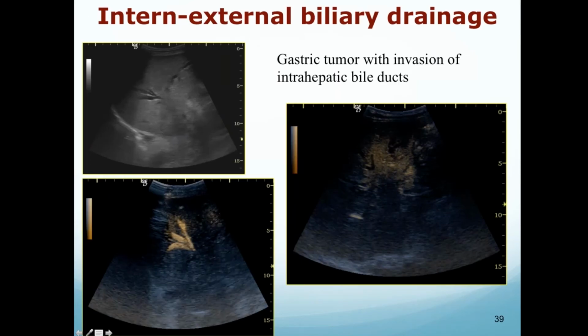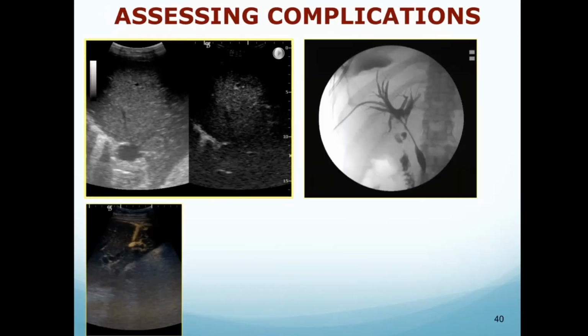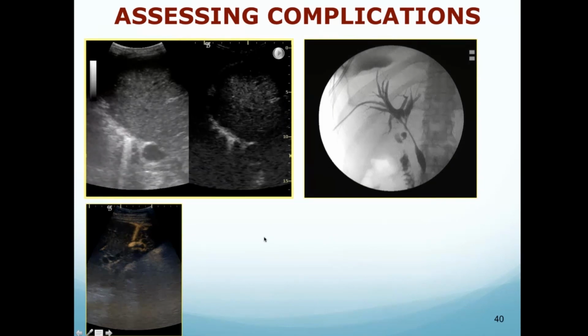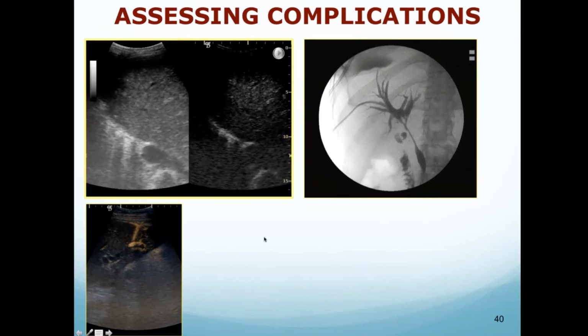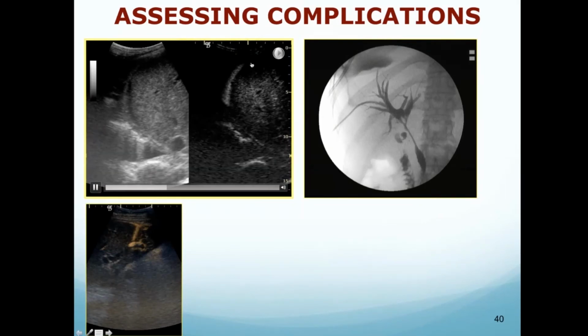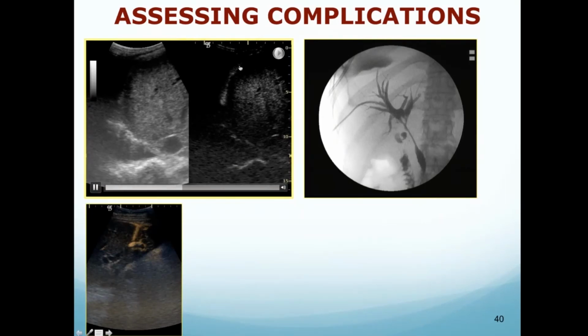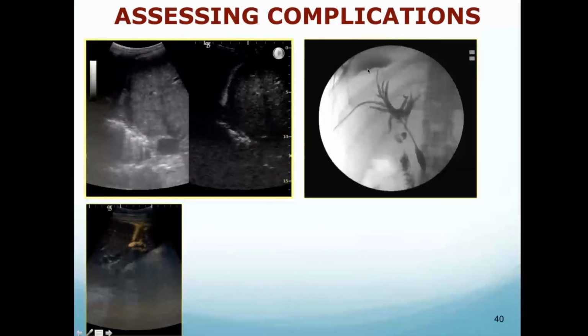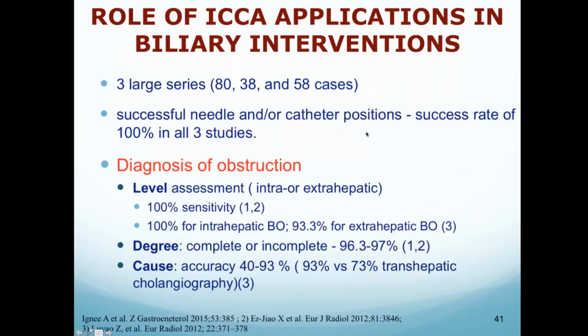I will skip this because the time is running out. Also for assessing complication, you see here there was a dislodgement of the catheter from the biliary ducts. And if we inject Sonoview through this tube, you see the accumulation at the periphery of the liver, and this could be demonstrated also by X-ray.